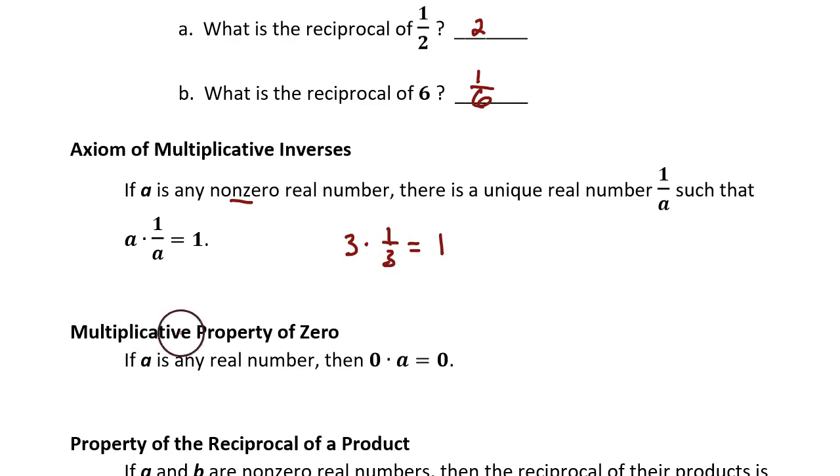Next, the multiplicative property of 0. If A is any real number, then multiplying that by 0 makes the answer 0. 0 times any number equals 0.